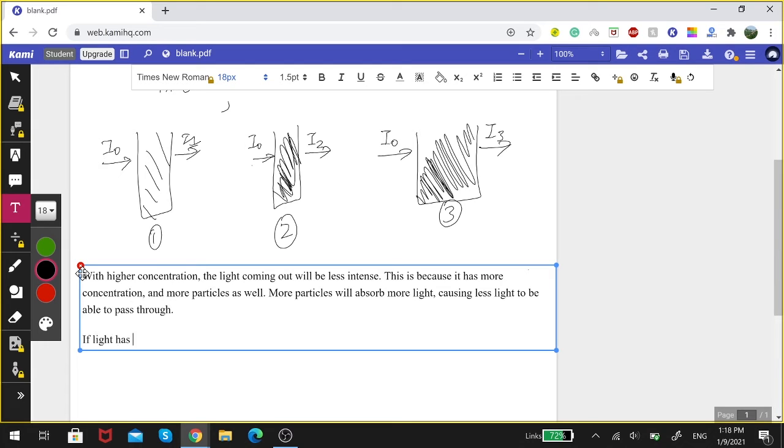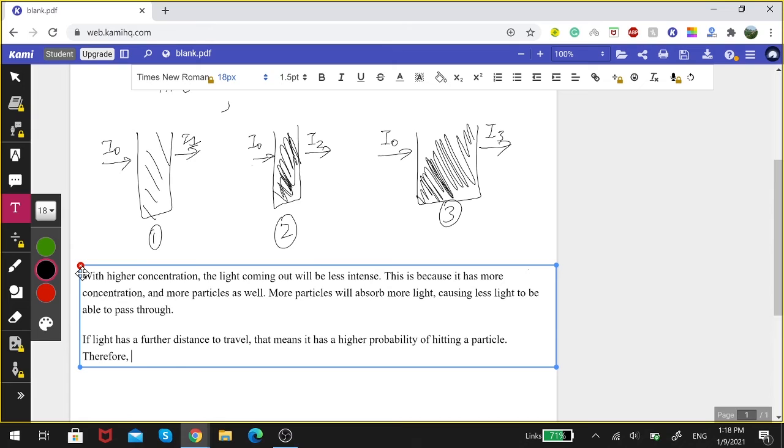Now, if light has a further distance to travel, like in our case between 2 and 3, that means it has a higher probability of hitting a particle. Therefore, more light will be absorbed and less will be able to pass through.